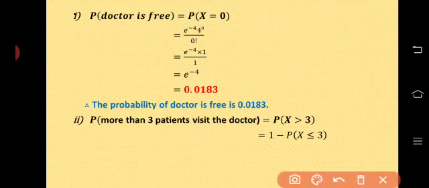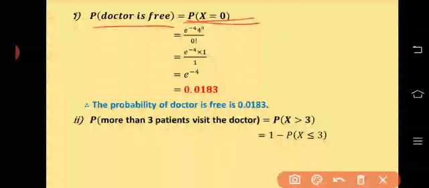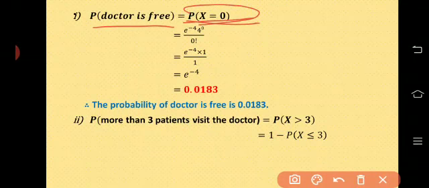Now the first sub question is the probability that the doctor is free. The doctor being free means there is no patient. No patient means probability of x equal to 0, because we have considered x as the number of patients who visit the doctor. So the doctor is free means there is no patient, which means x equal to 0. Therefore, in the PMF, put x equal to 0 and simplify.